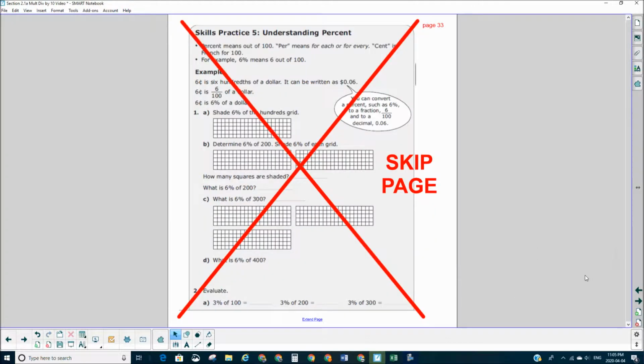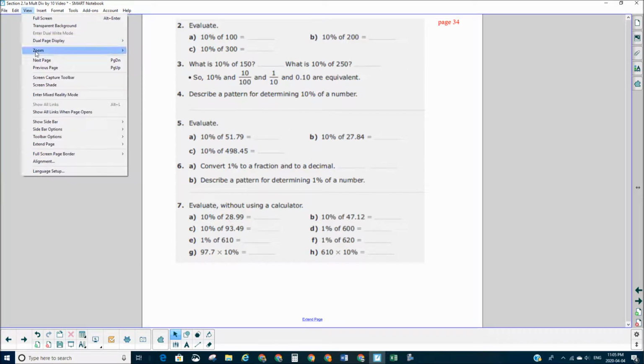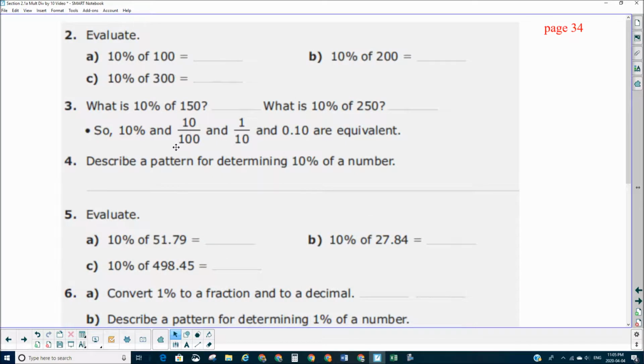So we're actually going to skip the next page in our workbook. You don't have to put in a big X through it like I did. You can just leave it blank. But for the purpose of time, we're going to skip page 33 and move on to some more practice of the dividing by 10 and the 10%. So here we are on page 34, and we're going to do skills practice 6. We're going to move down to example 2 instead of starting with example 1, because I think we've done enough of these.